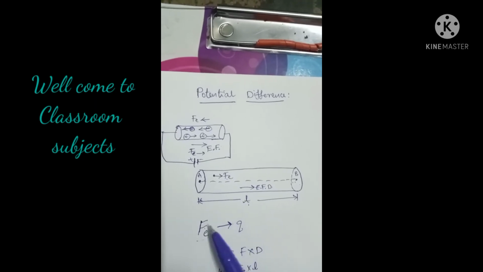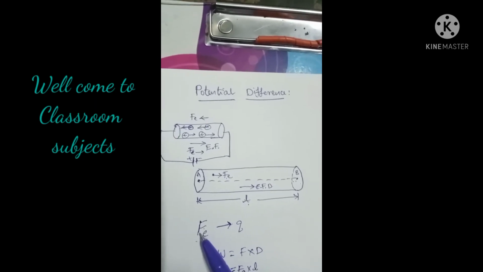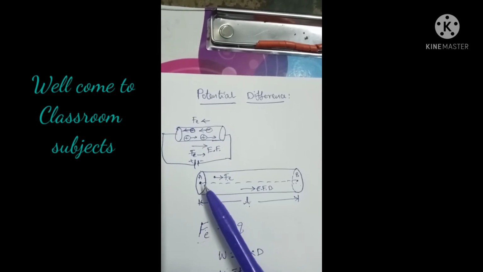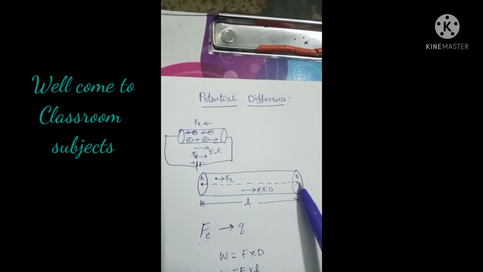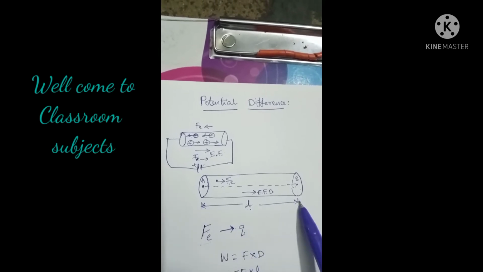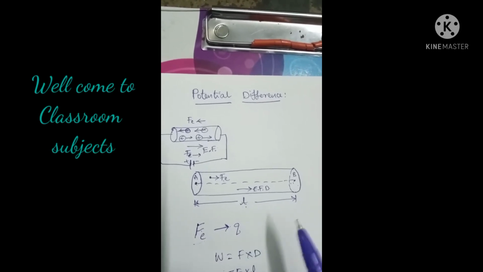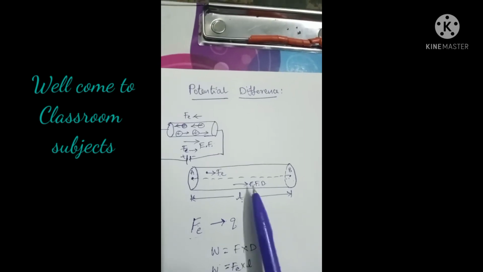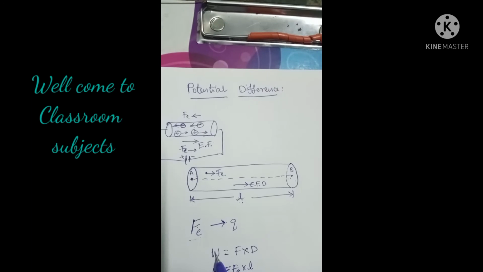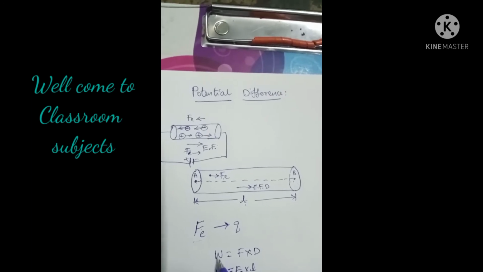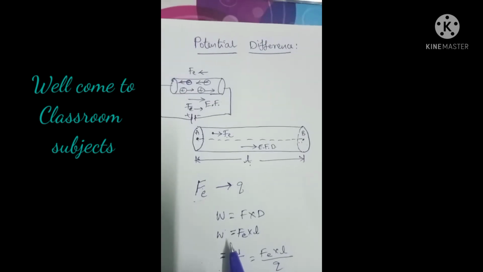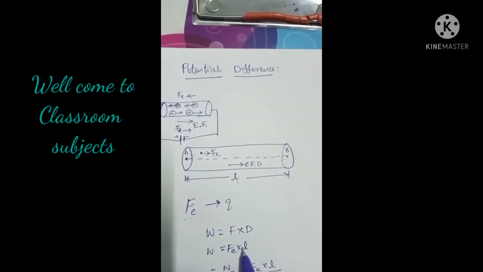That electric force Fe will move the charge from point A to point B through a distance L. Then the work done W is, in general, force into distance. So W is equal to Fe into L.